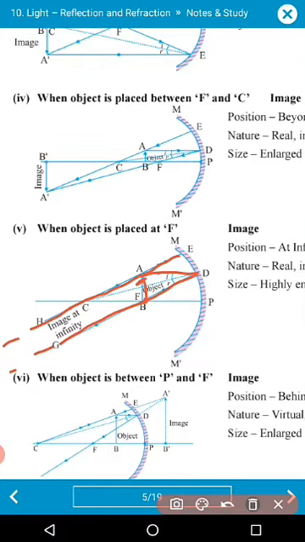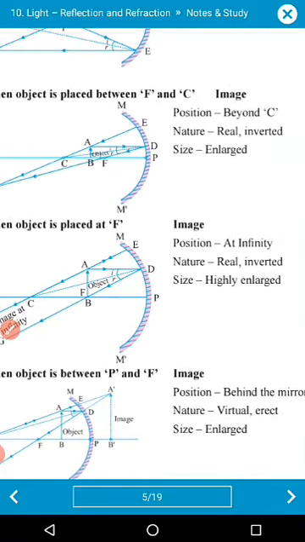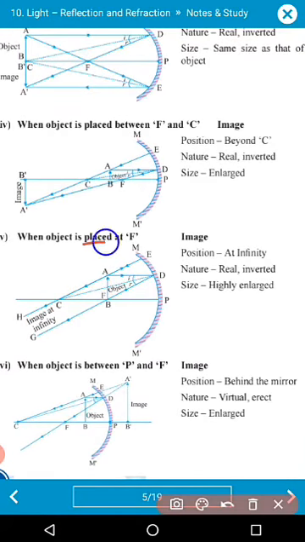So that's why when I put my object at F, I got my image at infinity, and the size of the image is very large, and the nature of the image is real and inverted, because in all the cases of concave mirror you get your image real and inverted. Understood? See, here whenever I put my object at F, I get my image position at infinity, nature real and inverted, and size highly enlarged, because in this case the image is too large compared to the other cases.